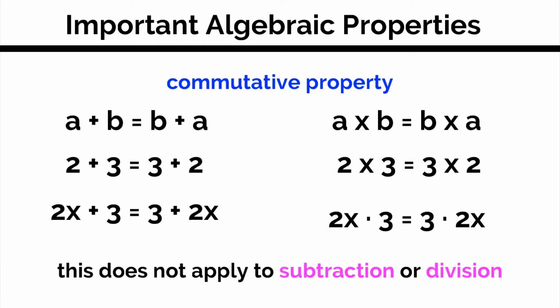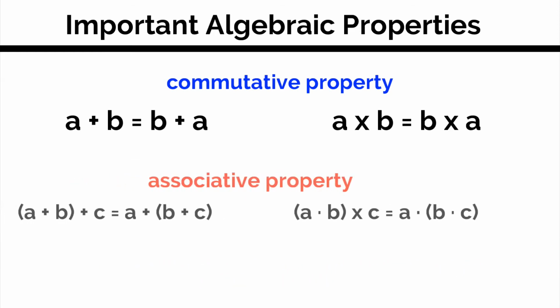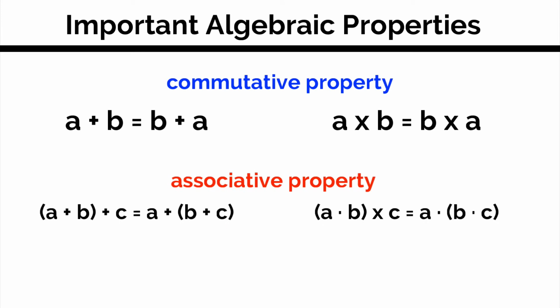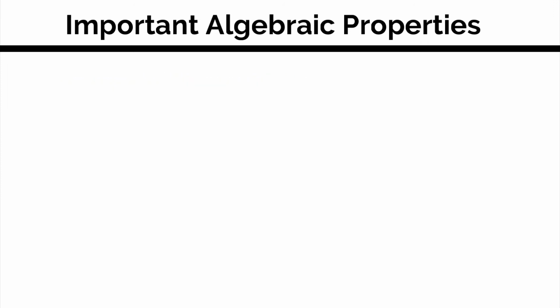However, let's recall that the commutative property does not apply to subtraction or division. We also learned about the associative property, and that will apply in algebra as well. To be thorough, let's also check out some other properties that you might see on the ASVAB.